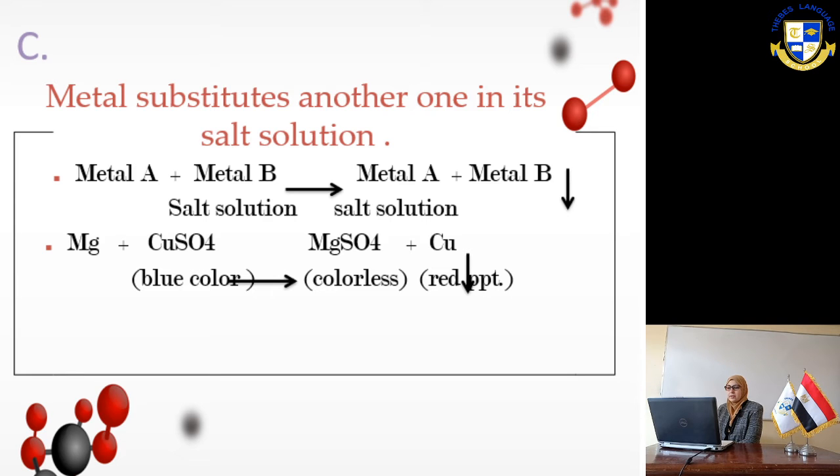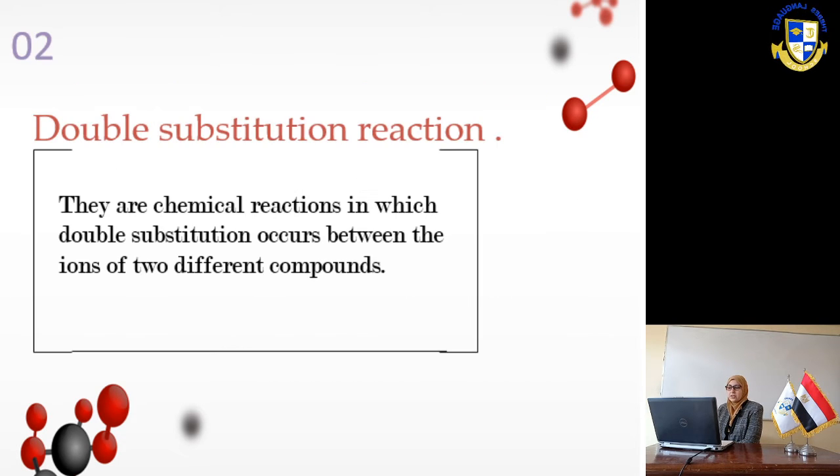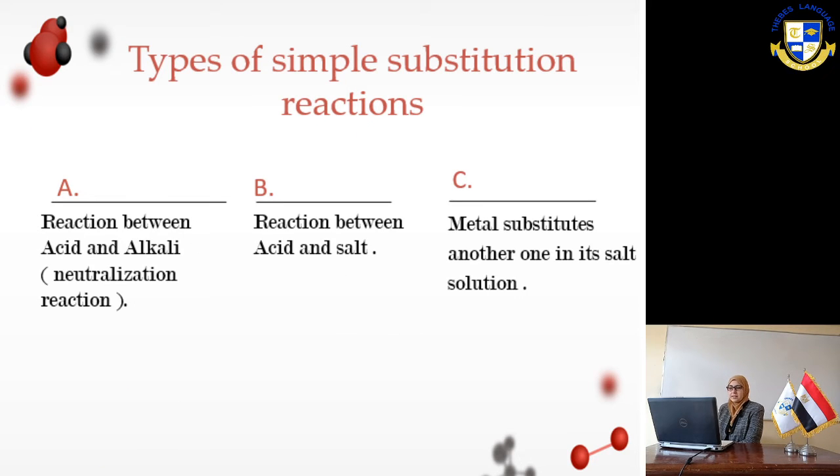Slide number 9. Double substitution reaction. They are chemical reactions in which a double substitution takes place between ions of two different compounds. Slide number 10. Types of double substitution reaction. A. Reaction between acid and alkali, which is called neutralization reaction. B. Reaction between acid and salt. C. Metal substitutes another one in its salt solution.